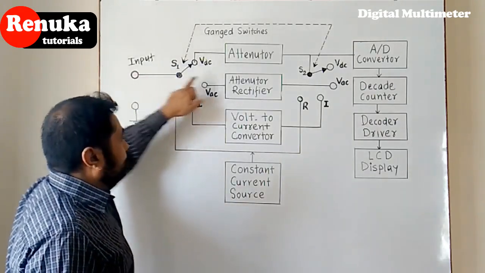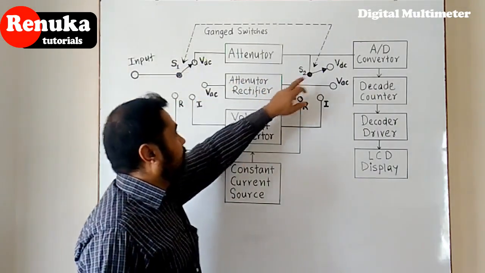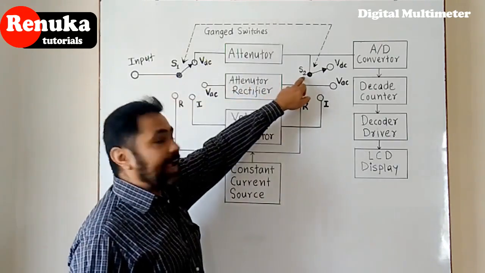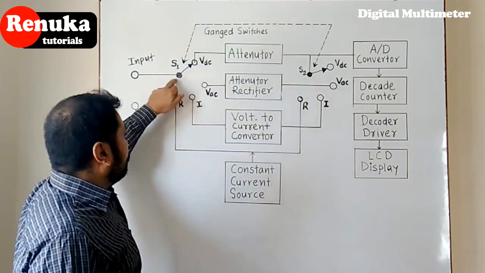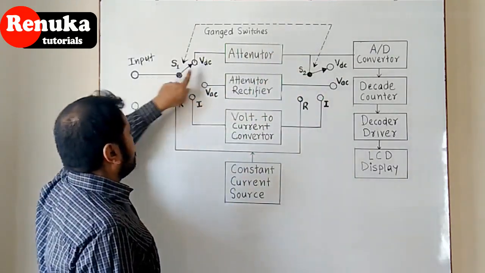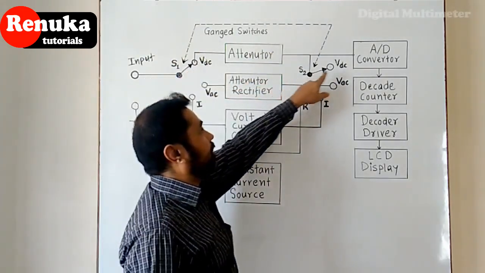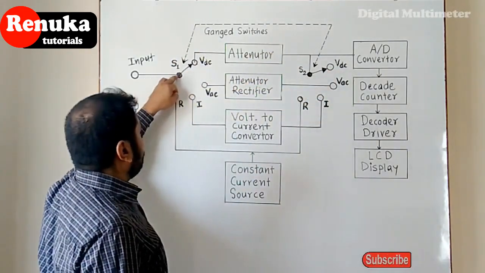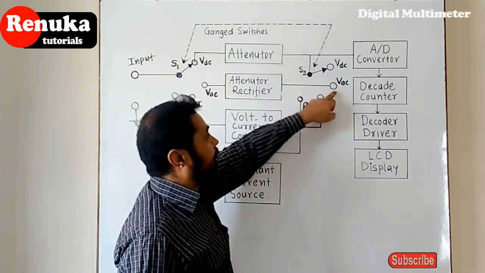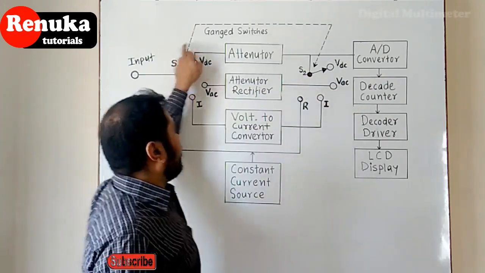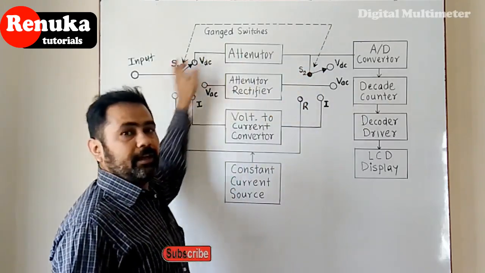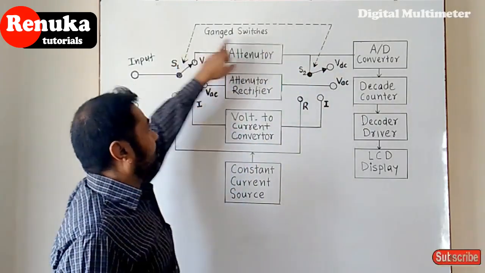Second, it uses two switches, S1 and S2. These switches are connected in pair. That means switch S1 is ganged with S2, so both switches work on the same arm. If S1 is connected to VDC, at the same time S2 will be connected to VDC. In the same way, if the arm is at VAC, then the second switch arm will also be at VAC. So this forms a gang of switches. These are connected in gang type, so that is why they are called gang switches.